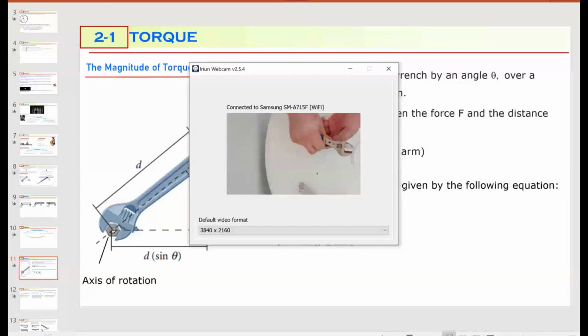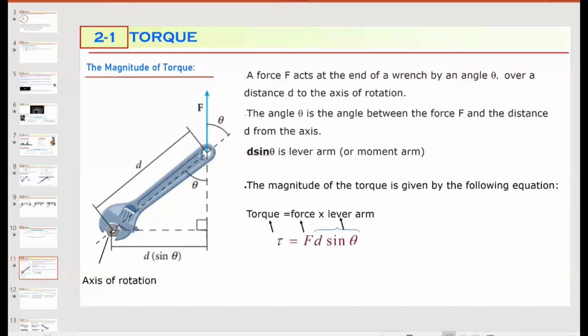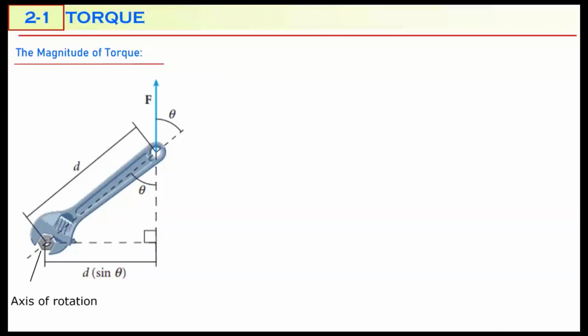So now let's go back to this screen. I'm going to share the screen again. Now we will get the equation, how to calculate. In fact, we got it, but we are going to write a more detailed equation about torque. So this is the nut, and we are going to try to rotate this nut by using this wrench.